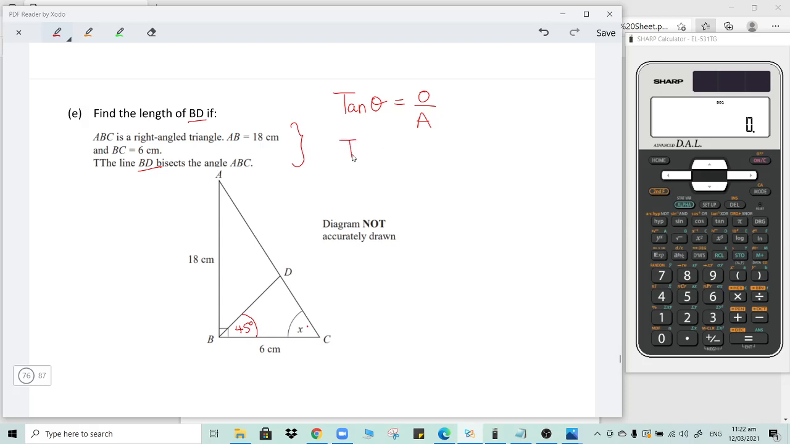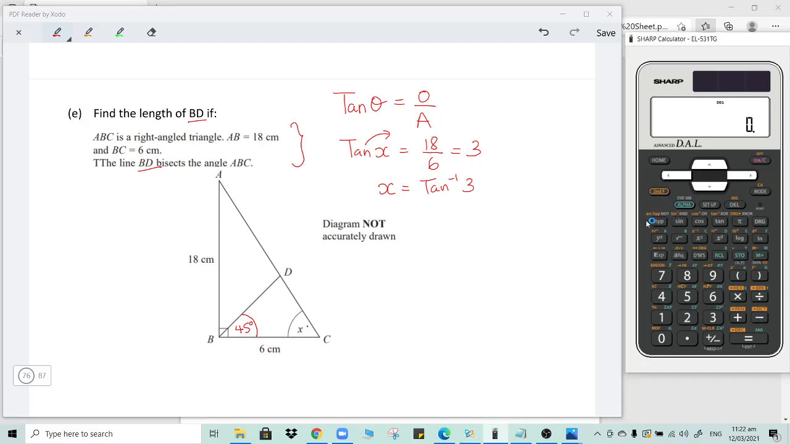So that means tan x is equal to the opposite side. If you're standing here, the 18 is opposite and the adjacent is 6. So it's 18 divided by 6, which is 3. We have to tan inverse that. So x is equal to tan inverse of 3. Let's see what we get, right?